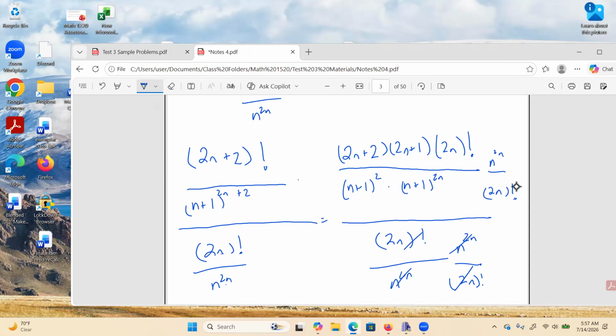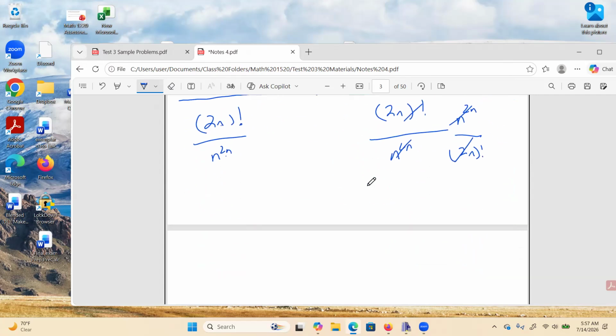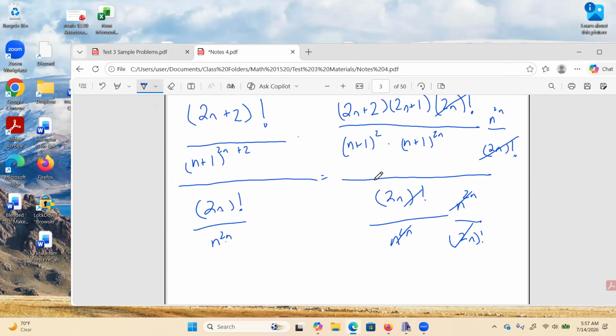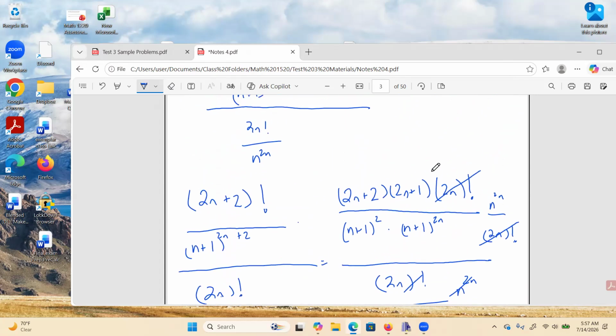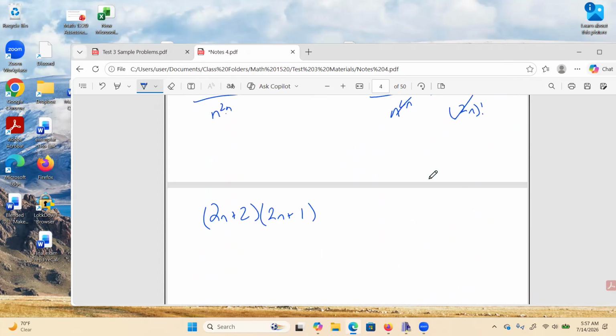These two, okay, this 2n factorial is going to cancel with this piece up here. So let's see what we have left. Let's take an inventory. We have a 2n plus 2, 2n plus 1, times an n to the 2n. That's all we have.